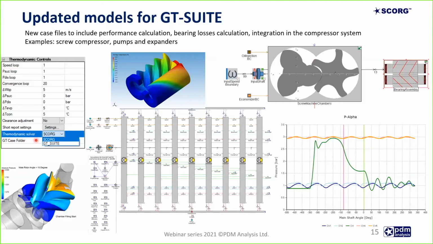So it is possible to calculate two-stage machines with GT Suite, based obviously on geometry produced by SCORG, and the optimization features are available. Although for optimization you will need an additional license from GT Suite to do that. So there are many new things in GT Suite which I probably didn't mention all, but these are just the main ones.